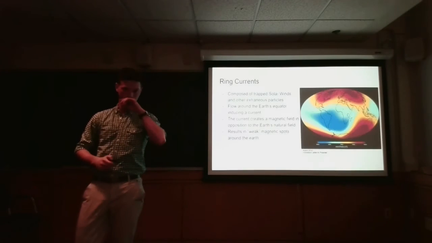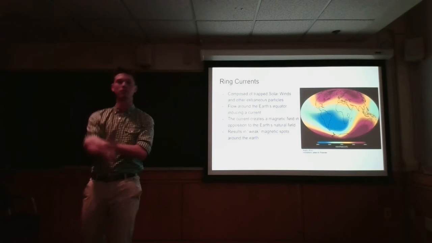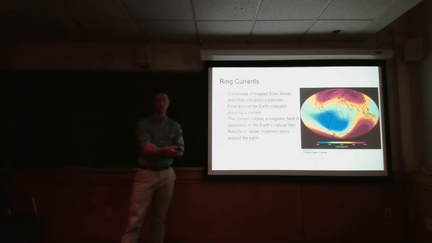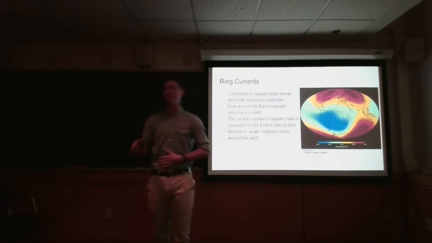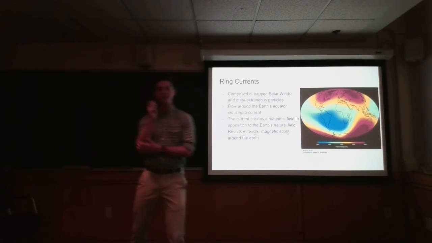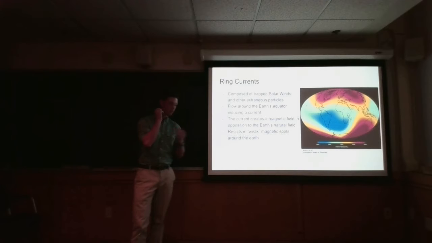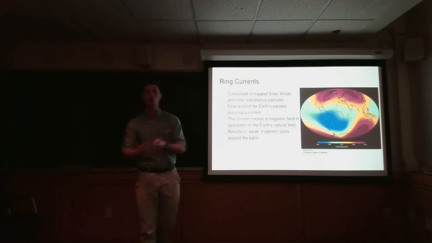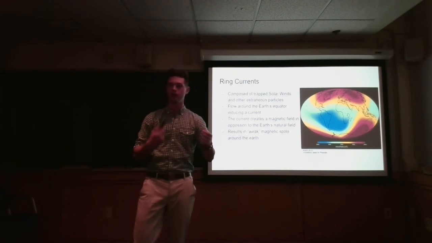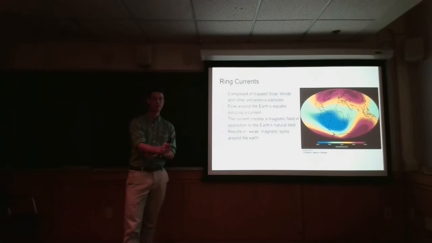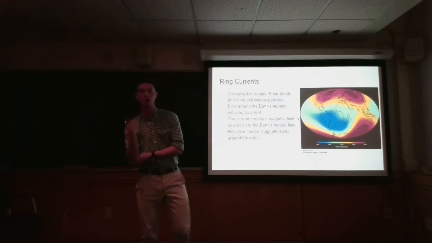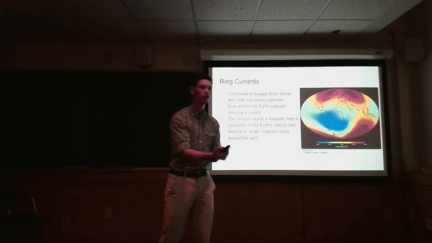The third and final region of the inner magnetosphere that I would like to discuss are the ring currents. This is where things can get rather interesting, because it is here that we find those solar wind particles orbiting around the Earth. These solar wind particles have a charge to them. And when you have something with a charge moving, it creates a current.